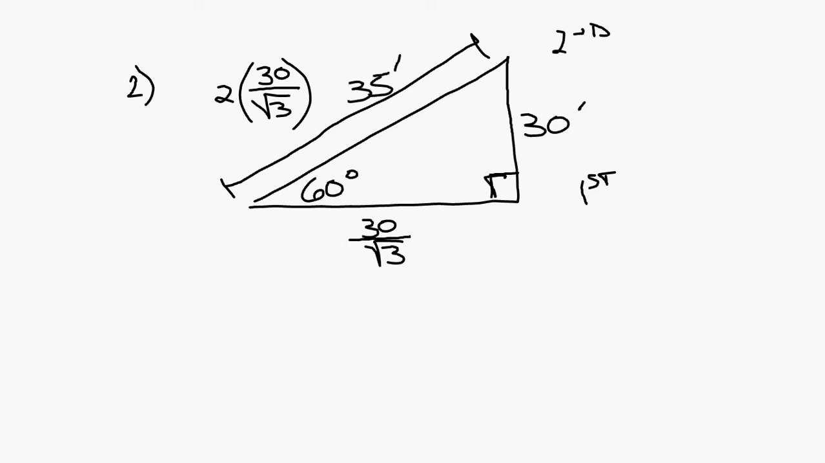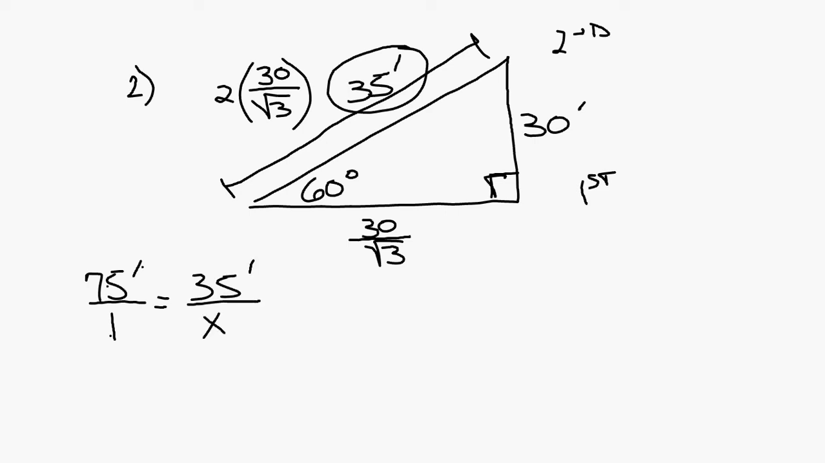There's the first part of the question. The second part of the question says if the conveyor belt moves at 75 feet per 1 minute, how long will it take a package to go up the belt? So you write a proportion. 75 feet in 1 minute equals 35 feet in x minutes.